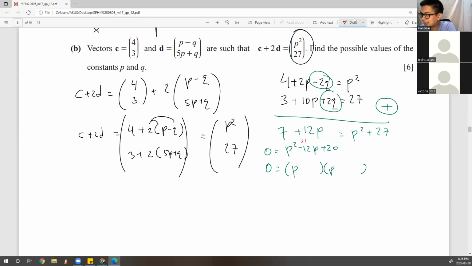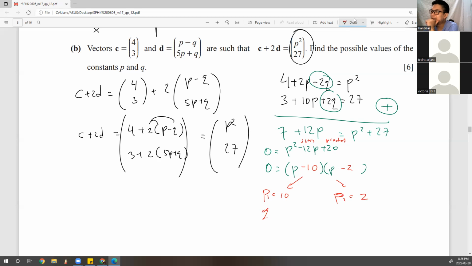This is a sum: something plus something equals negative 12. Something times something equals 20. Negative 10 and negative 2, right? Negative 10 plus negative 2 is negative 12. Negative 10 times negative 2 is positive 20. So what next can we do? Just find p. Remember, if p minus 10 equals 0, then p equals 10. And the next possible p is 2, right? So p1 and p2, but we haven't got the q.